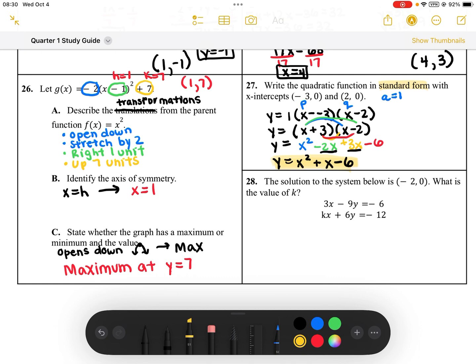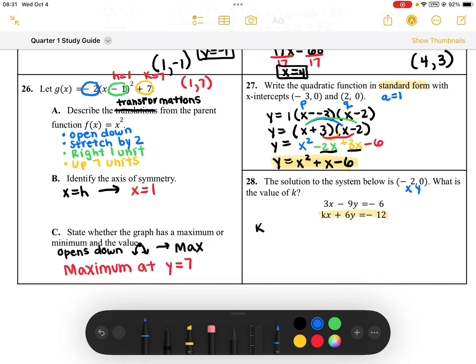Last question, 28. The solution to the system below is -2, 0. So that's going to be my x and y. What is the value of k? My equations are 3x minus 9y equals -6, and kx plus 6y equals -12. The only equation with k is the second one. So I am going to take that equation, substitute in x and y, solve for k.